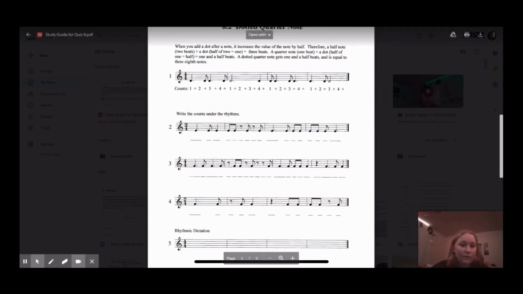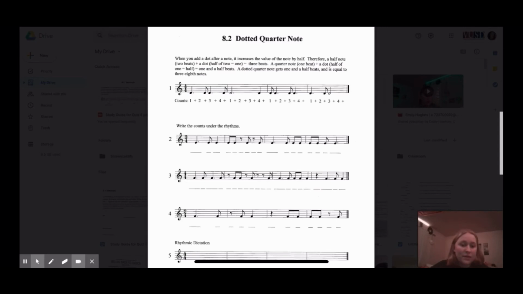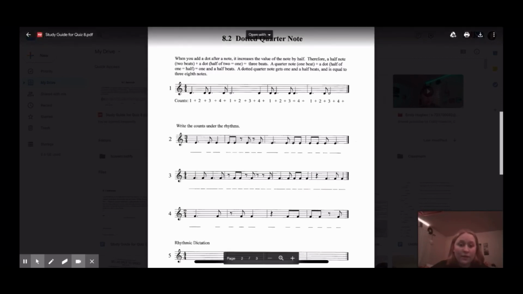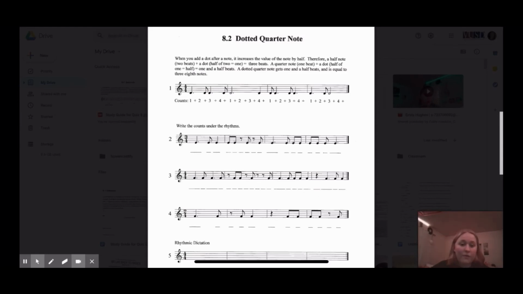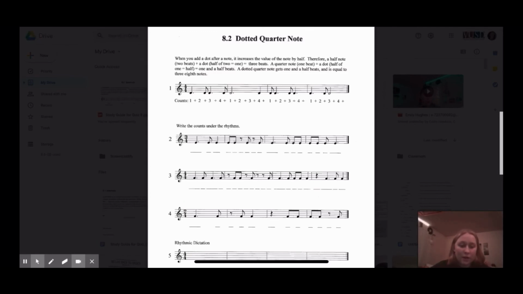So that's why for number 1, when we do this, it counts as 1 and 2 and, because these 2 plus signs equal halves. 1 and 2 and would be equal to that, and then 3 and. And then we have 4 and, because that's on its own. But you get the 3 and from the dot itself, because it gives you 2, and then that half note would equal it to 3.